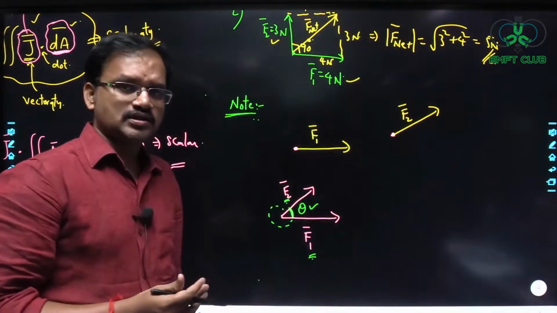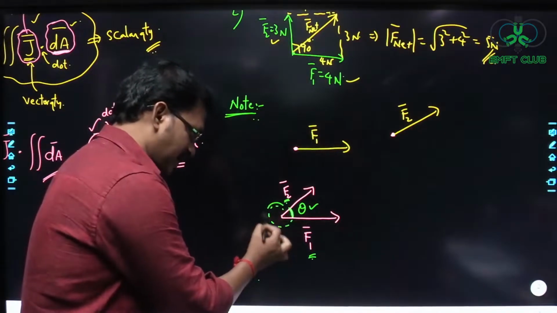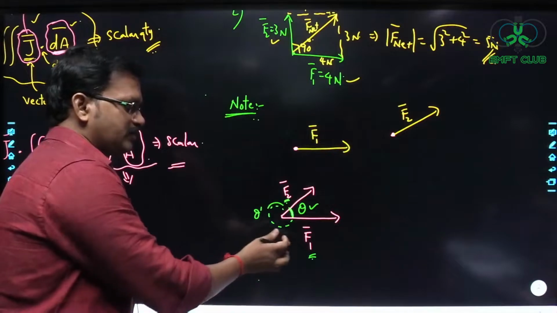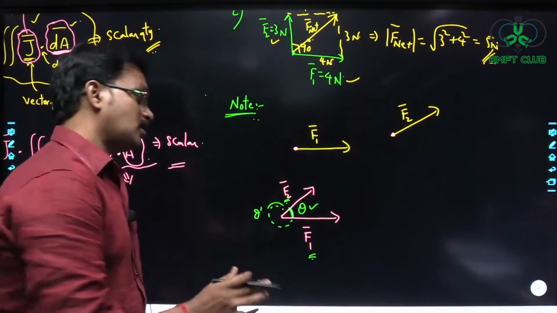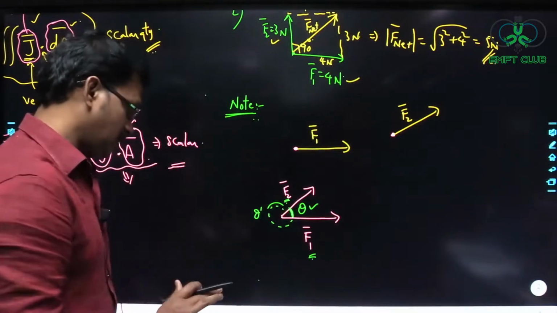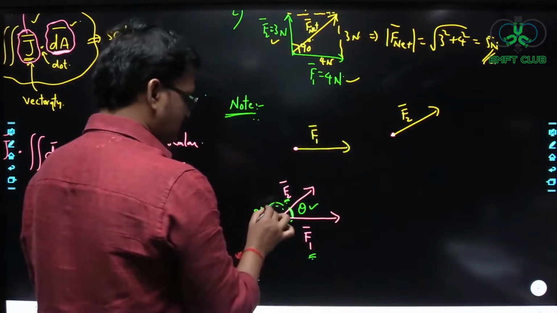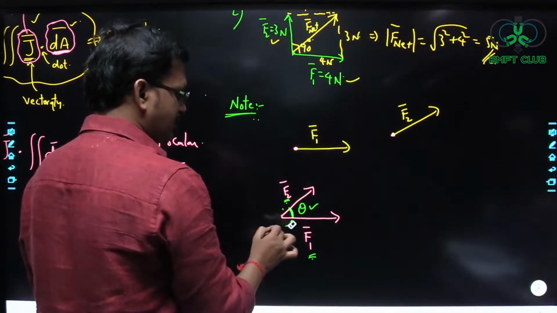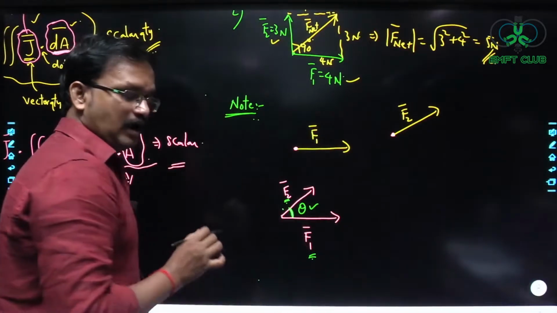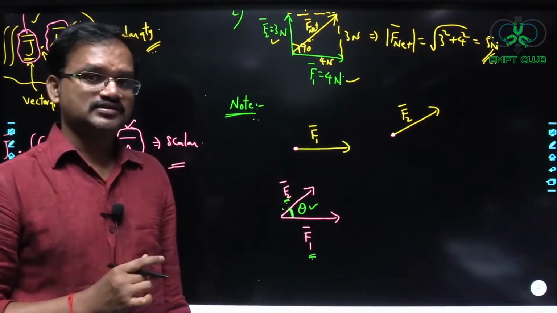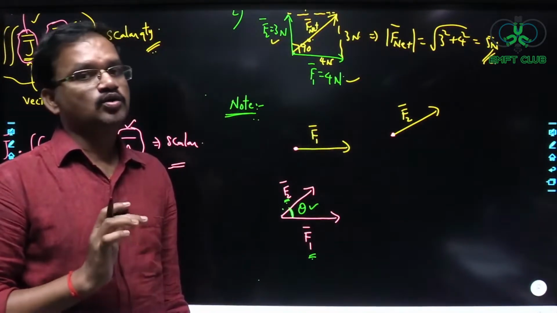Suppose this angle is theta dash. If they ask what is the angle between f1 bar and f2 bar, you should not say theta dash, you have to say theta. Understood? So how to measure the angle between any two vectors? Always join the two vectors tail to tail, and then consider the least possible angle between the vectors as the angle between the two vectors.